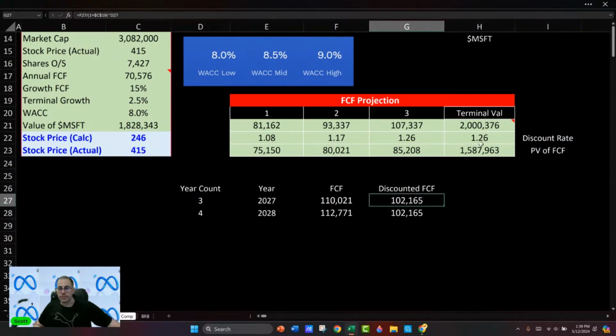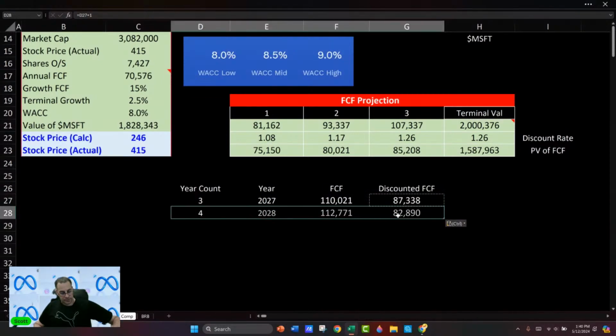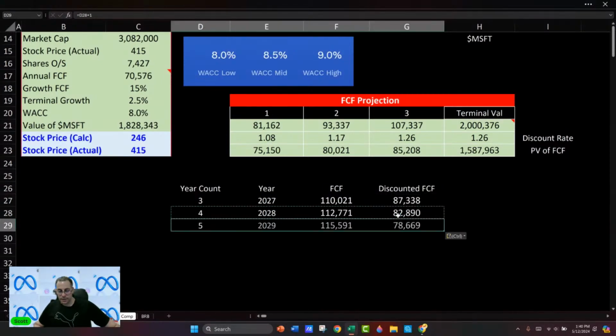I think I did it wrong. I'm so stupid. I'm like, why do they have the same discounted? Because I used 2.5% as my discount, not 8%. Here we go. Now we can finally drag it down. Okay.